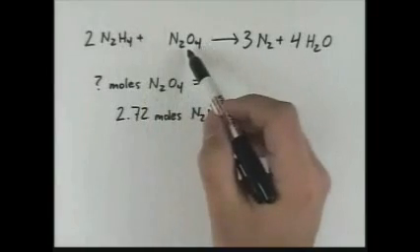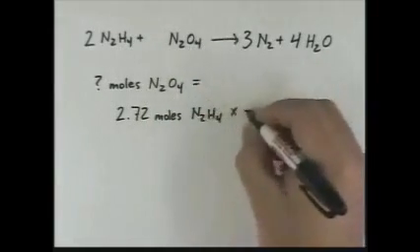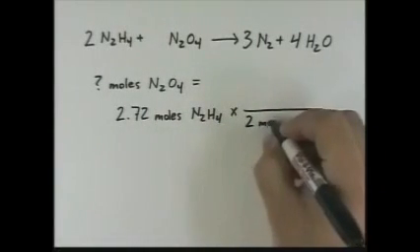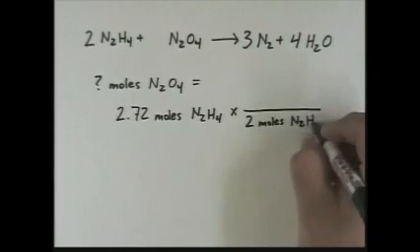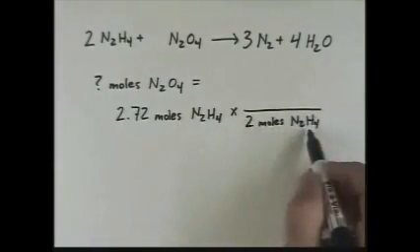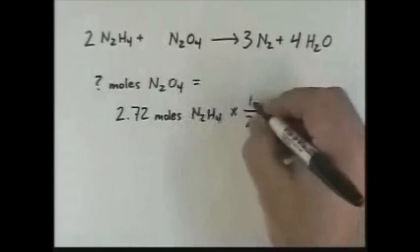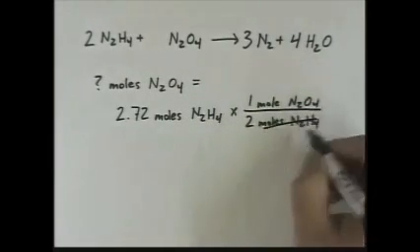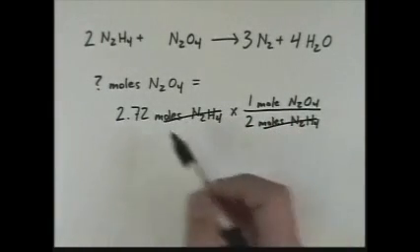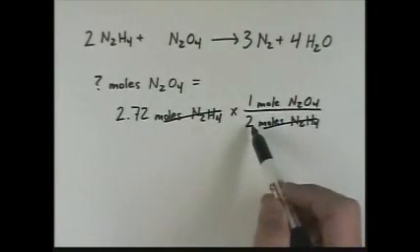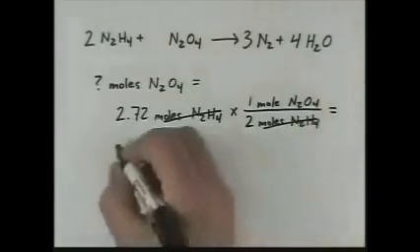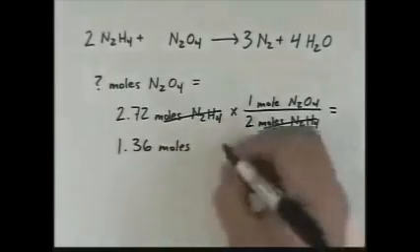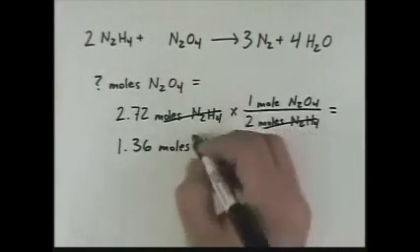moles of N2O4. I'm going to put 2 moles of N2H4 on the bottom so that the units will cancel, and 1 mole of N2O4 on the top. Now I multiply across the top and divide by the bottom to get 1.36 moles of N2O4.